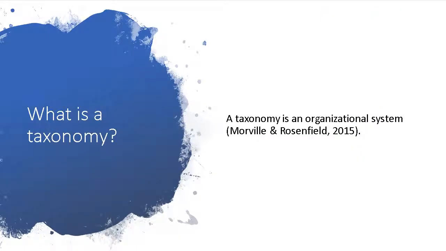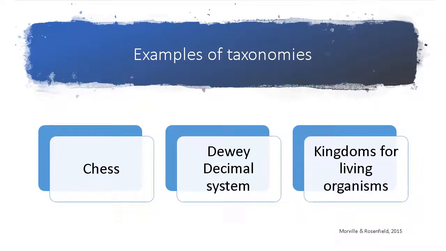At its core, a taxonomy is an organizational or classification system for information. It's the main way of categorizing or grouping content. It's synonymous with the term hierarchy. Some popular examples of taxonomies include chess, the Dewey Decimal System, and kingdoms for living organisms.